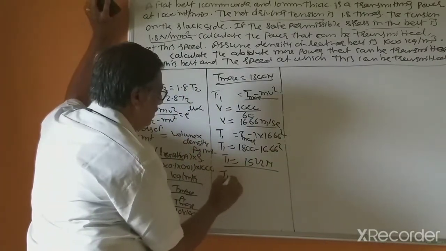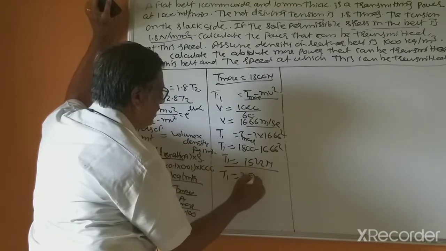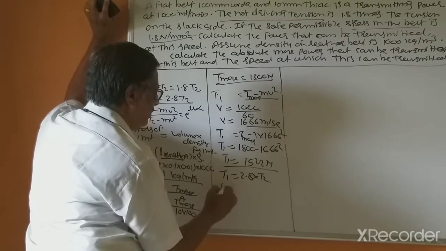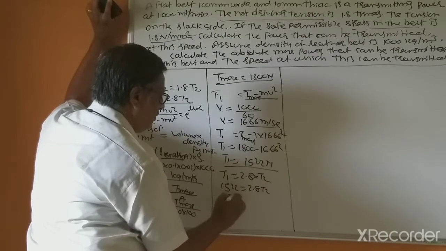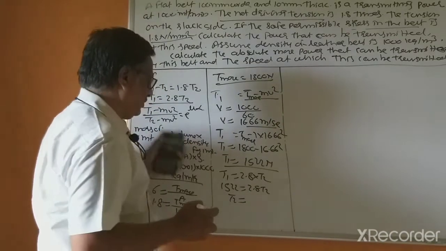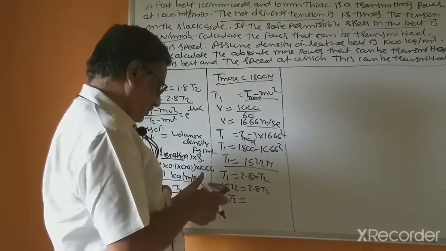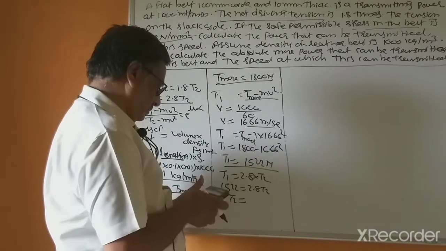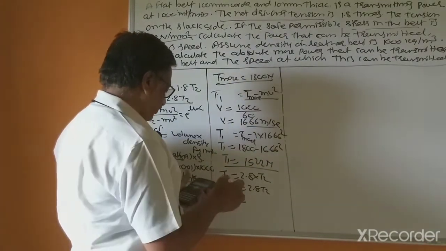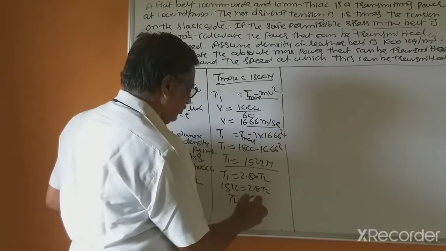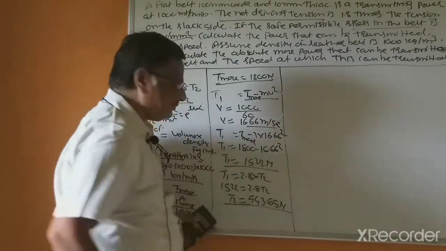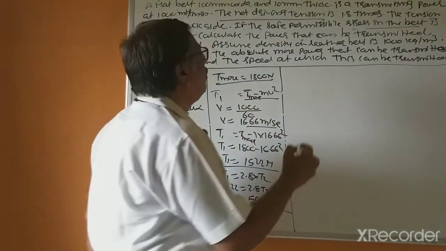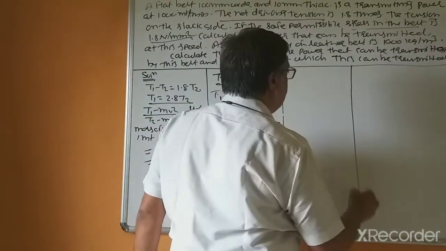Now T1 equal to 2.8 times T2. So that's why 2.8 times T2 equal to 1522, so T2 equal to 1522 divided by 2.8. So this is equal to 543.65 Newton.